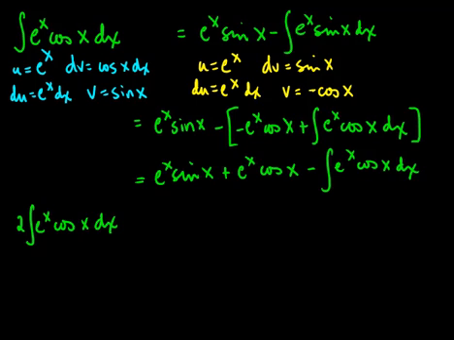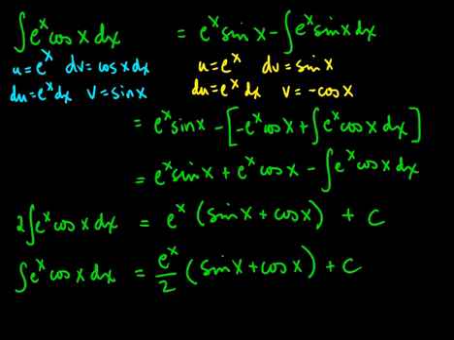sides. And when we do, we'll end up with 2 times the integral of e to the x cosine x dx on the left side, and we'll just have e to the x sine x plus e to the x cosine x on the right side. Or factoring out the e to the x, we'd have e to the x times the quantity sine x plus cosine x plus c. Now all I have to do to solve for the integral of e to the x cosine x dx is to divide both sides by 2. And when I do, I get the integral of e to the x cosine x dx, which is what we were trying to solve for originally, is equal to e to the x over 2 times the quantity sine x plus cosine x plus c.